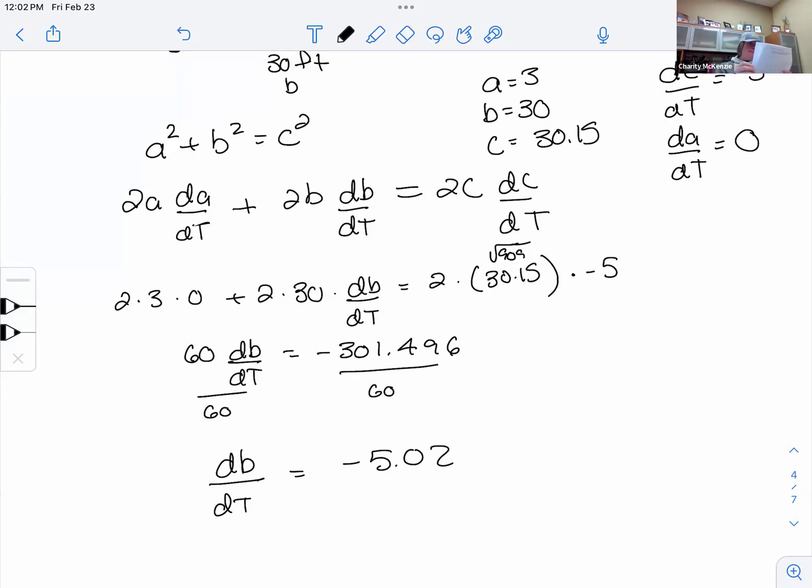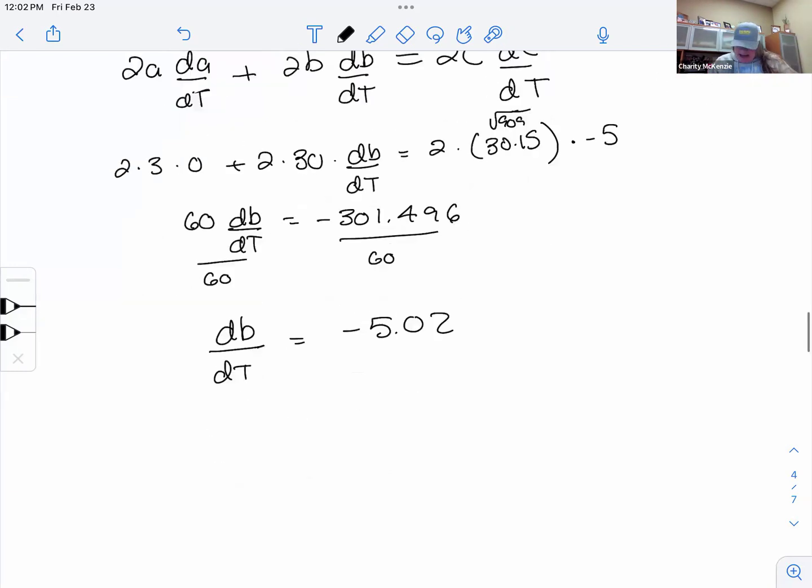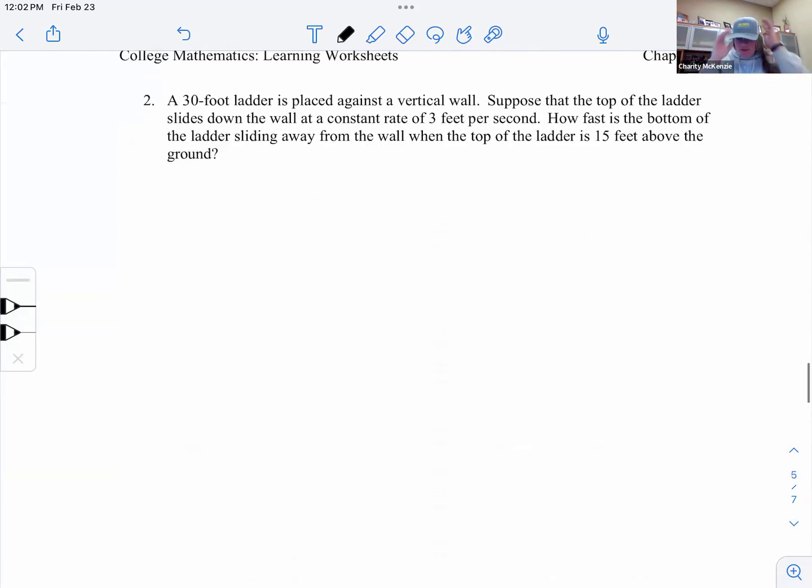Definitely tricky. Okay, so the next one is a 30-foot ladder is placed against a vertical wall. Suppose the top of the ladder slides down the wall at a consistent rate of 3. How fast is the bottom of the ladder swinging out for you to smack the ground?